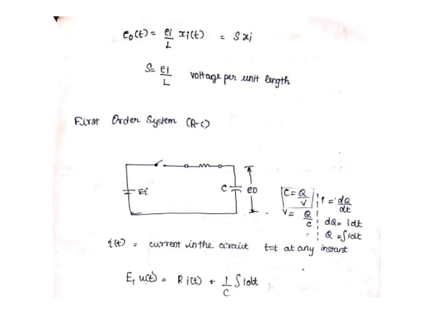So this is the circuit given, and the basic equations are also given. If you apply KVL or KCL, we can write this equation: EI U of t, because that is the input, equal to the resistance R into I of t plus 1 by C integral of I dt. That is, I am writing the KVL equation here. The basic fundamental equations of the capacitor are also given here.